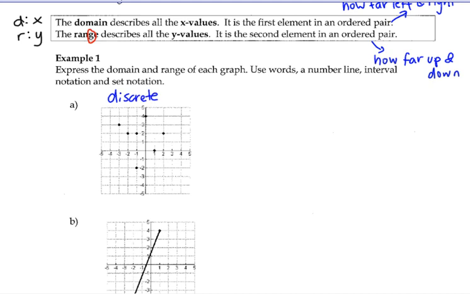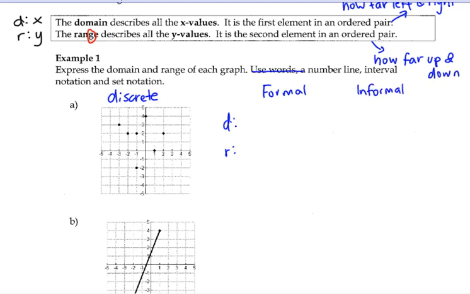Okay, so for discrete data, what is discrete data? Not connected. So basically you have to draw it by lifting your pencil. So usually it involves points, but non-connected is discrete. Okay, so discrete data, we've seen discrete data before. So writing our domain and range. Now, I'm going to write the formal way and then the informal way.